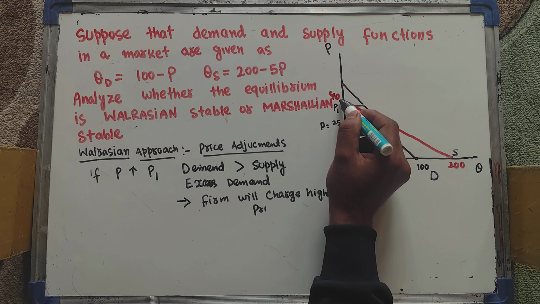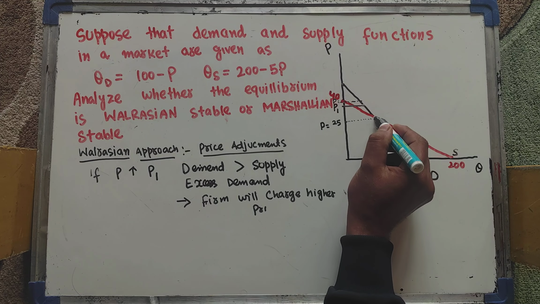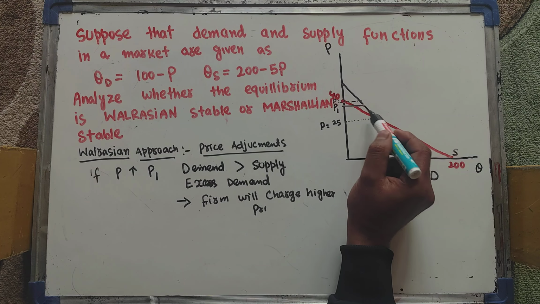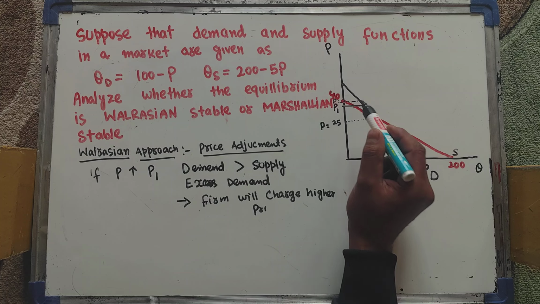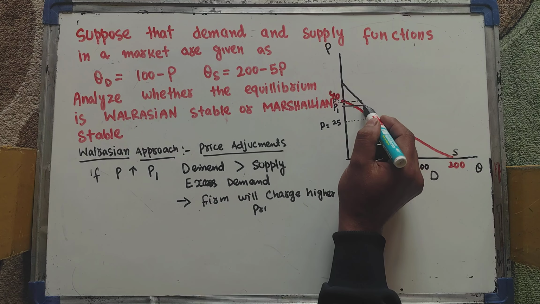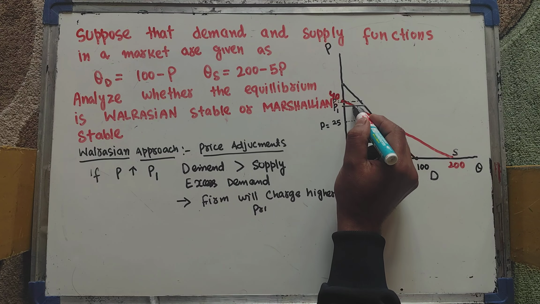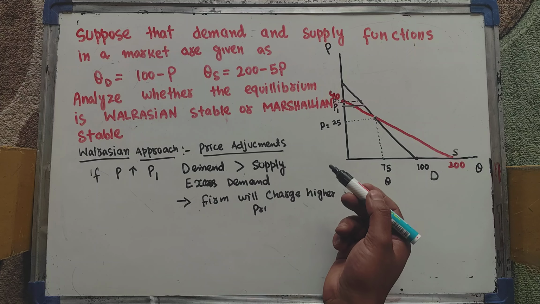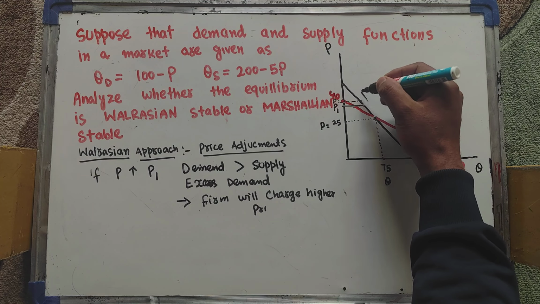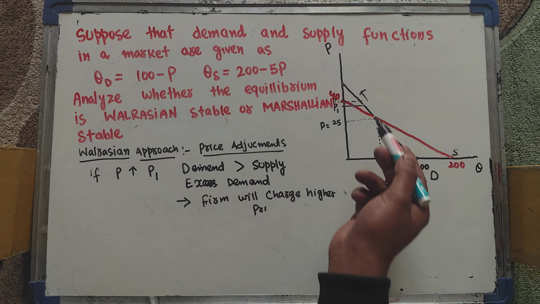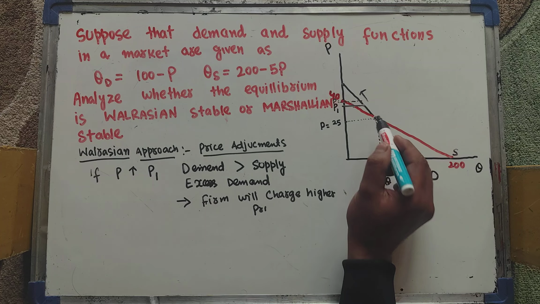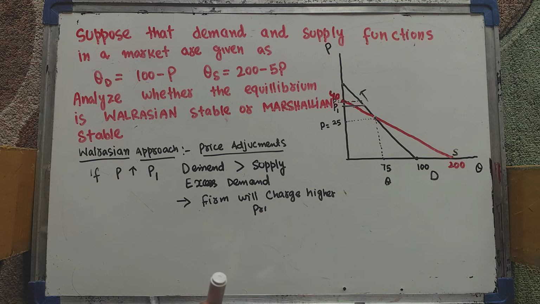Let us say P2. Okay, let us suppose we have this P2. So initially we were at this point, and when the equilibrium was disturbed, we reached here. But when reaching this point, there are forces in the market that move the price in this direction. So we are not able to reach back to the initial point.